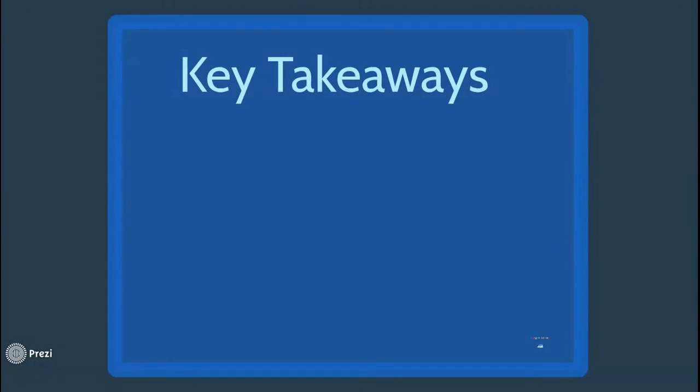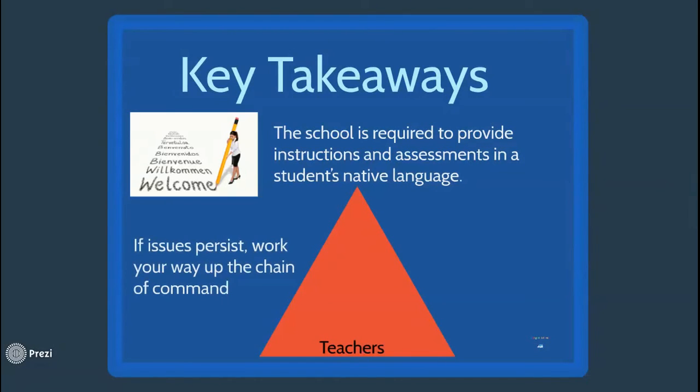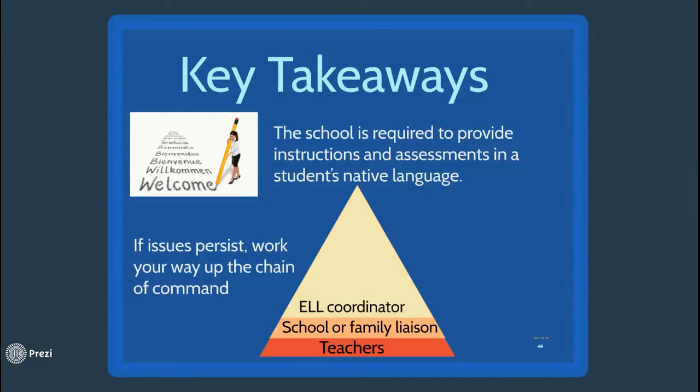The key takeaways from this video on resolving English language learner issues are: the school is required to provide instructions and assessments in a student's native language. It's also best to first speak with your child's general education teacher and English language learner teacher about your English language learner issue. Finally, be persistent. If the issue continues after you speak with your child's general education and ELL teachers, contact the school or family liaison, the ELL coordinator, the principal, or the district ELL office.